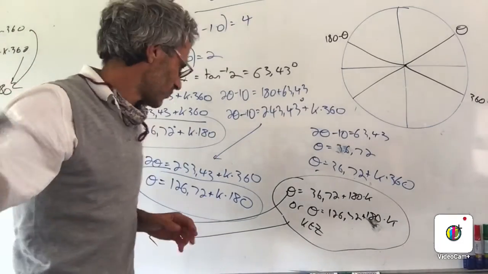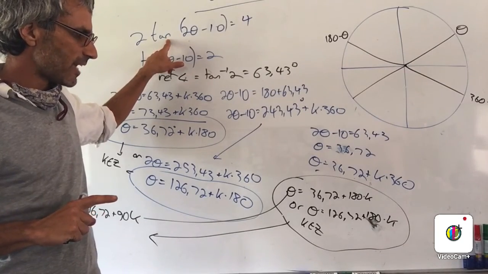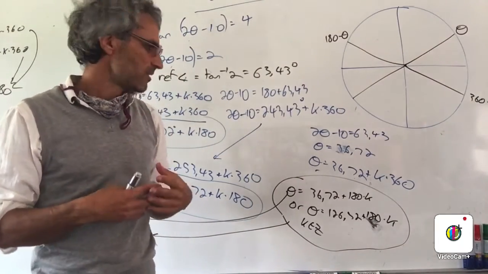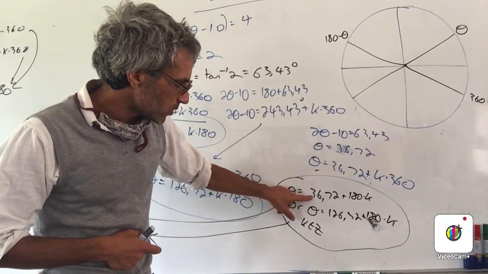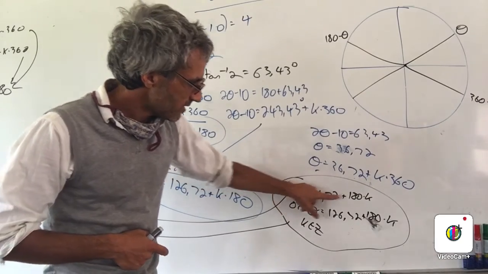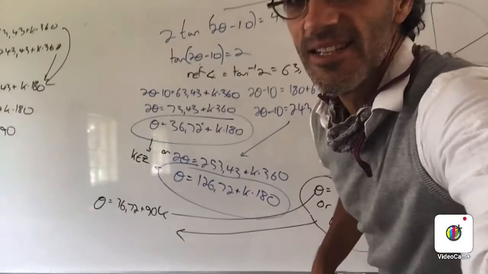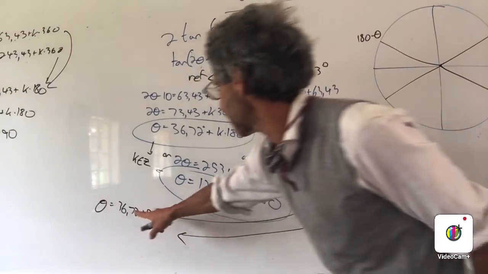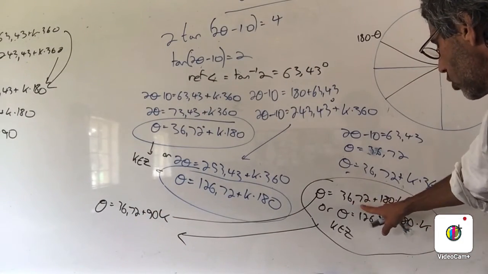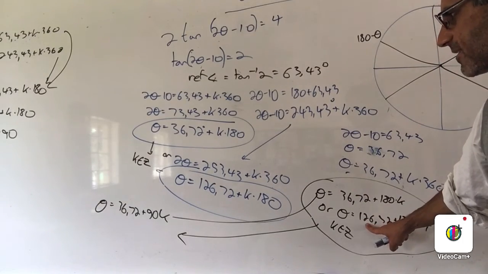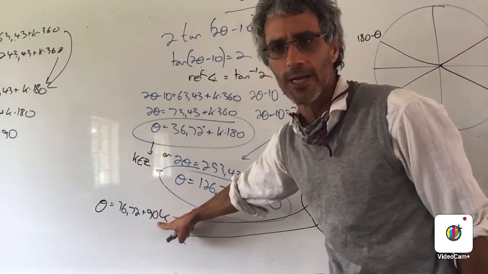Thank you to Simon for reminding me that in a tan, when we come to tan, we already have a period of 180. So what we need to notice here, an extra little bit, is that these two lines can be combined. They can be combined to 36.72 plus 90k. Check this out: 36.72 plus 90 will bring you to the 126. So a tan, when I have 2 in front of it, will actually go down to 90k.